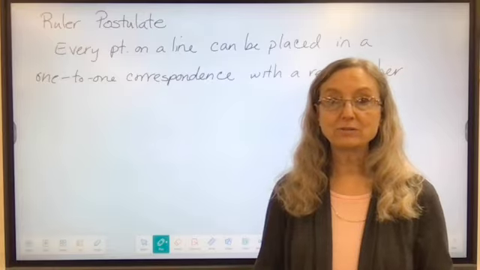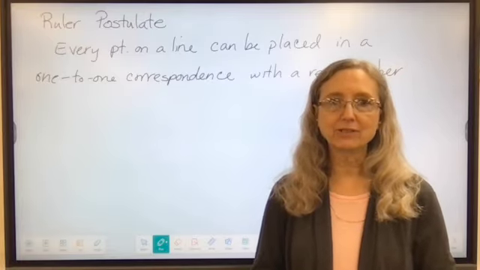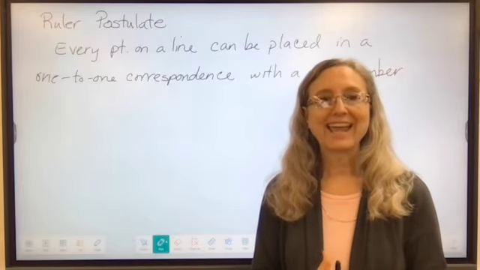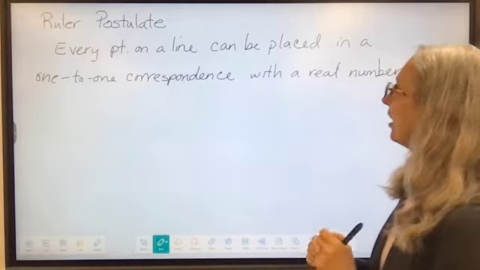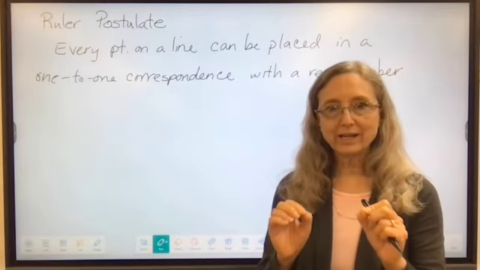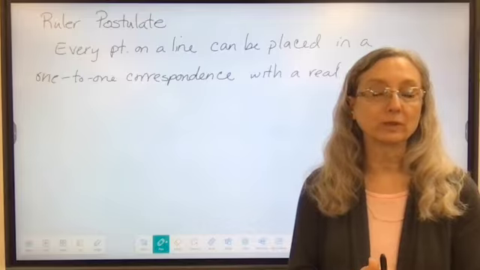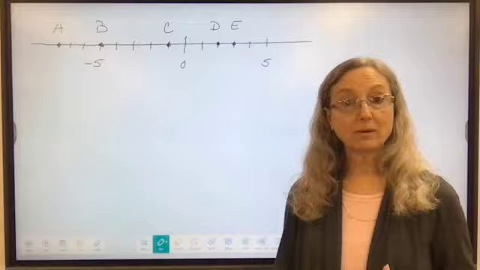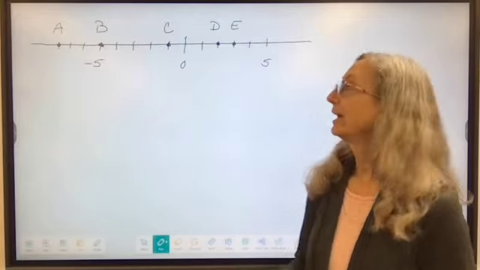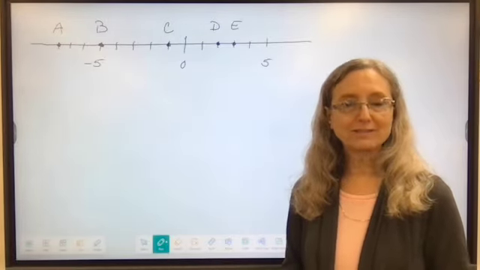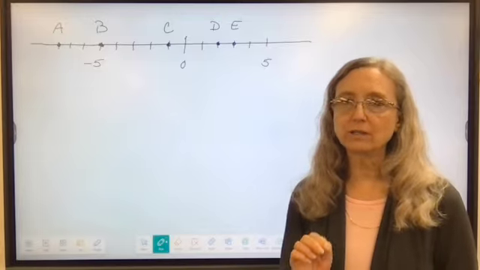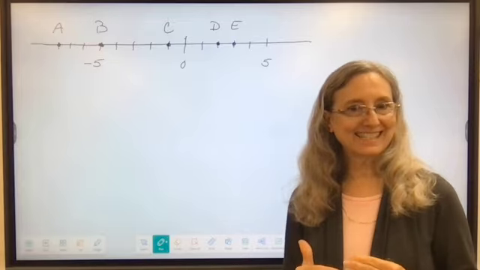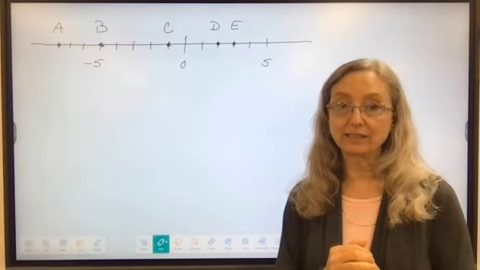In order to figure out the length of a segment, we have to know how we can apply numbers to points. And every point on a line can be placed in a one-to-one correspondence with a real number. So it can look something like this. Here is a number line, and I have placed 5 points on this number line, and each point corresponds with a real number. The point is designated with a capital letter.